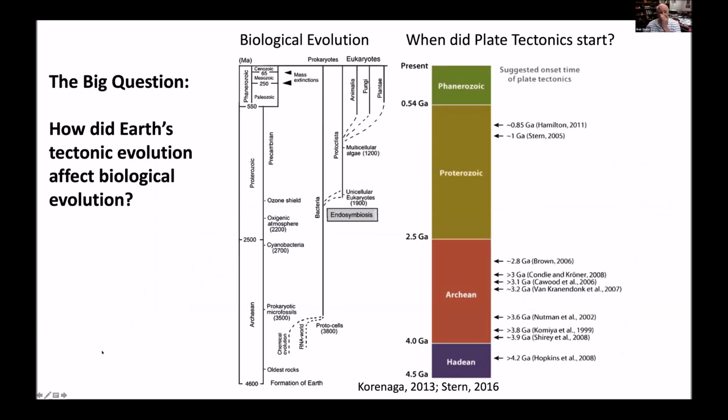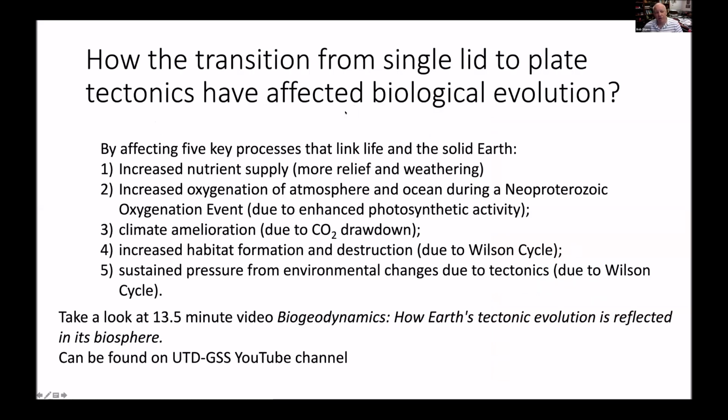Now, biological evolution is the big question. How did this transition from single lid to plate tectonics change biological evolution? And this is something that Taras and I and others at ETH are very interested in. But we know from the life record that life took off in the Neoproterozoic about this time. This is when all kinds of eukaryotes, animals, the fossil record starts at the end of the Neoproterozoic. How would the transition from single lid to plate tectonics have affected biological evolution? Well, by affecting 5 key processes that link life and the solid Earth.